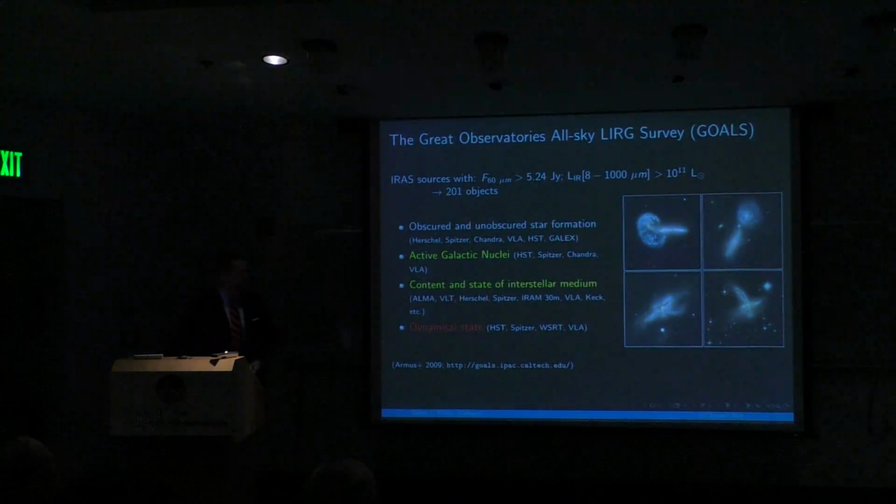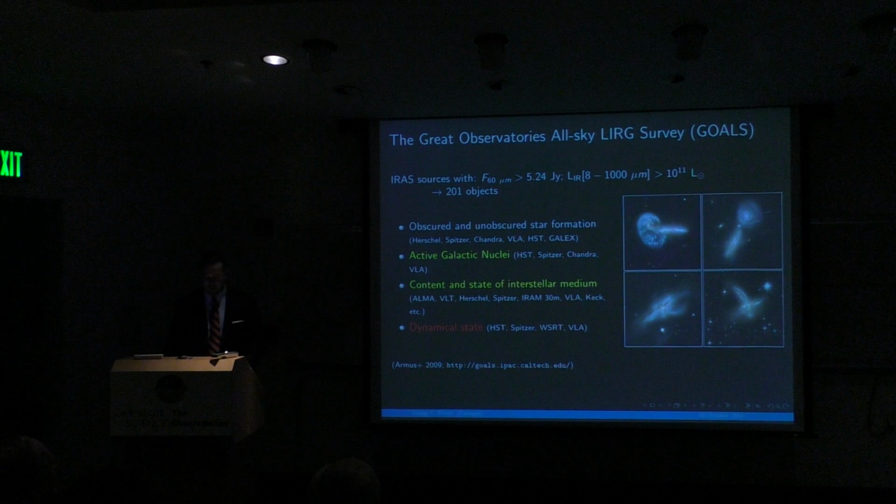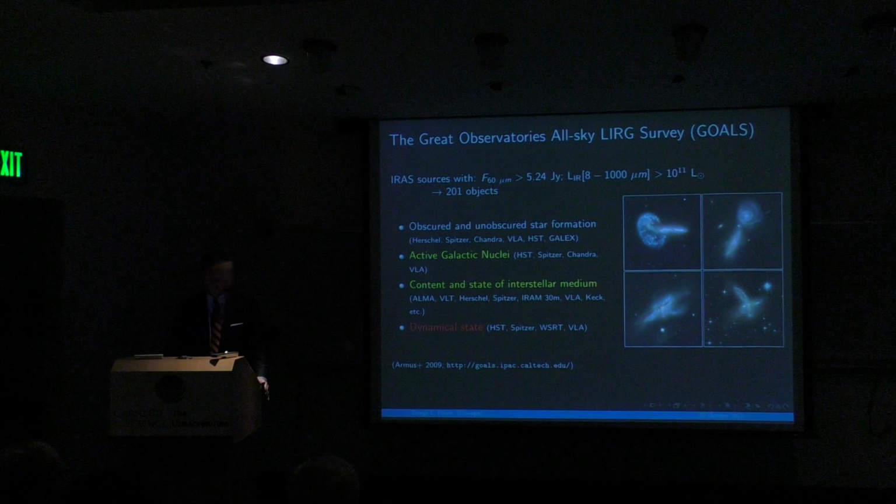So the sample I'm going to primarily use to look at this is the Great Observatories All-Sky LIRG survey, which is an infrared selected sample of galaxies picked from IRAS. There's a flux and luminosity cut such that these are basically the most nearby, most luminous galaxies in the local universe. So the biggest and baddest star-forming galaxies and AGN hosts. This is a montage on the right of a few of the galaxies. You can see there's a large fraction of them that are involved in major mergers and interactions.